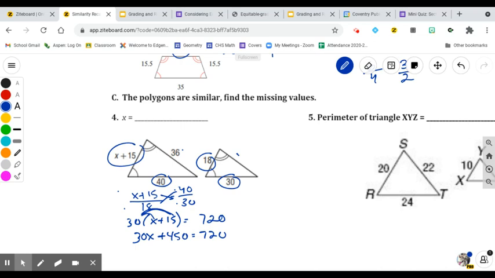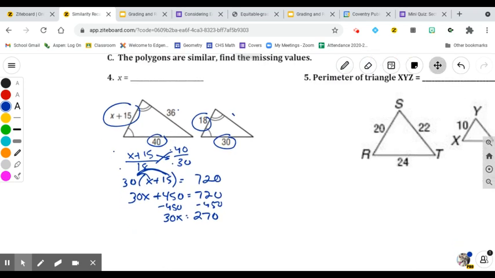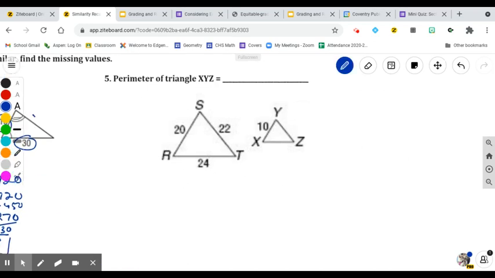So now we're just going to solve for x. So we're going to do 720 minus 450. So subtract 450 from both sides. So now we have 30x equals 270. And then divide by 30. So x just ends up being 9. That's our answer for that one. Okay, so if you know the figures are similar and you're just asked to find x, set up a proportion, cross multiply. Last one we're going to do is this perimeter one.